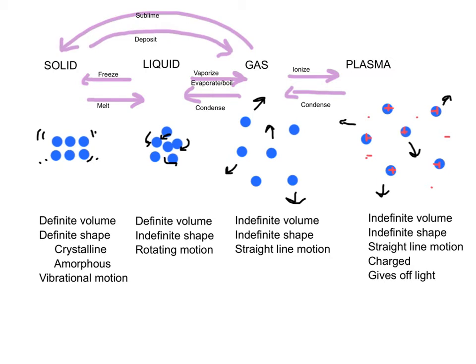So you can see you're melting if you're moving to the right, you're freezing if you're going the other way. An important thing to note here is that this will happen at the exact same temperature. Let's say that these particles were water. Water on the Celsius scale freezes at 0 degrees Celsius.